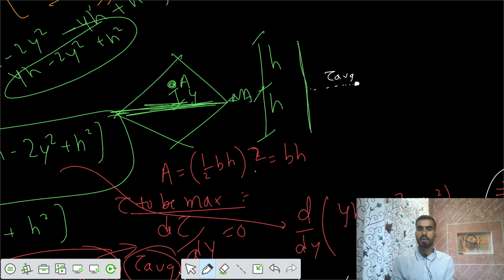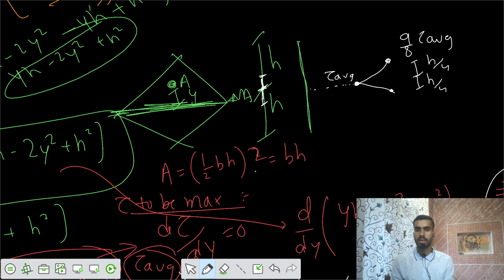Let's say this is the tau average, and we know that if you go to some value of h by 4, and some value of h by 4, there you have the maximum shear stress. Let's say this part is h by 4, and similarly you go h by 4 from the top side also, so there would be some value of 9 by 8 of tau average. So you join those.